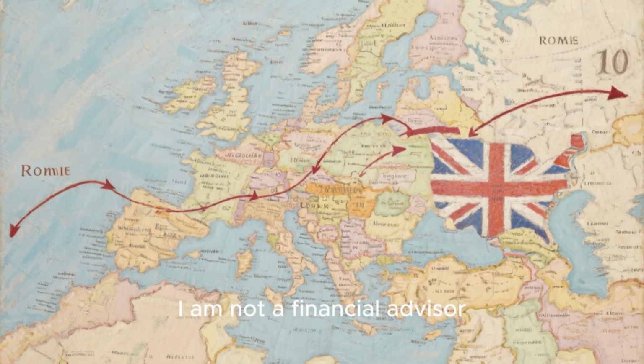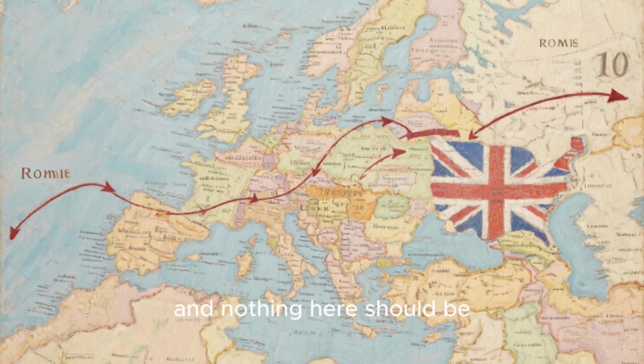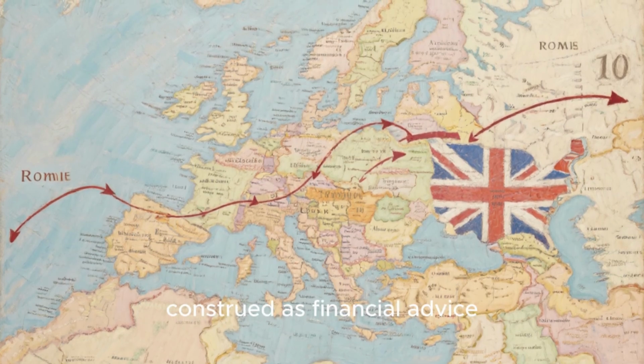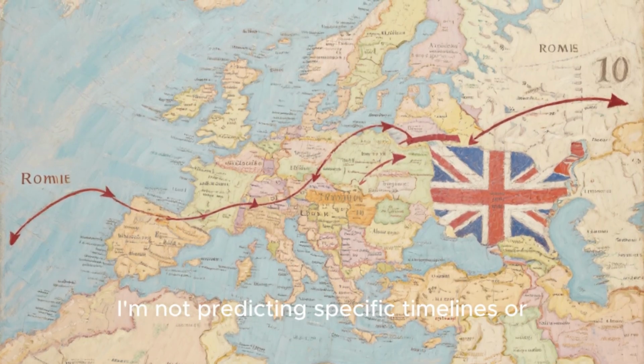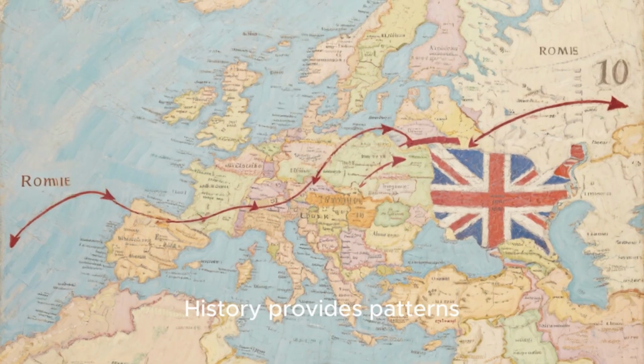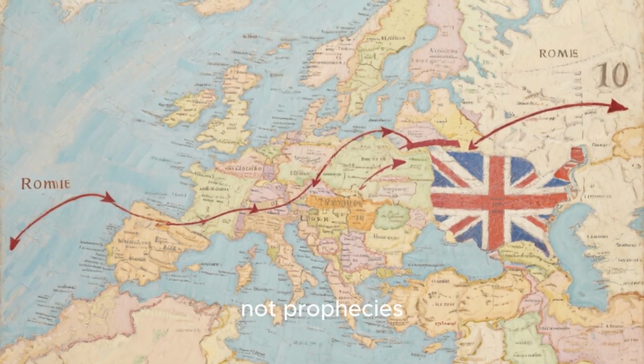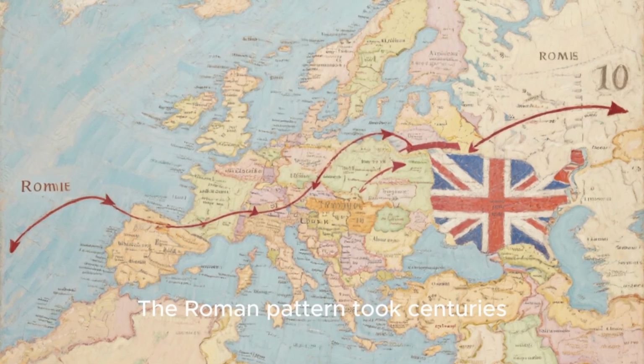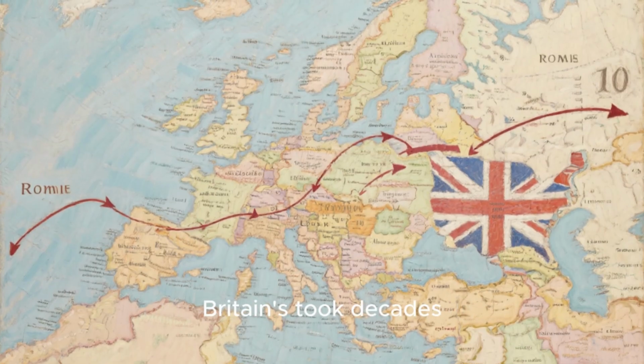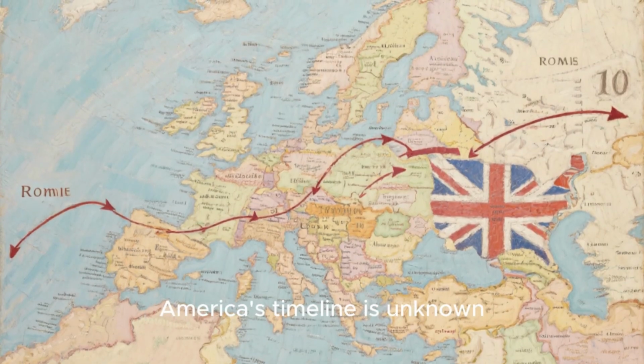I am not a financial advisor, and nothing here should be construed as financial advice. I'm not predicting specific timelines or guaranteed outcomes. History provides patterns, not prophecies. The Roman pattern took centuries. Britain's took decades. America's timeline is unknown.